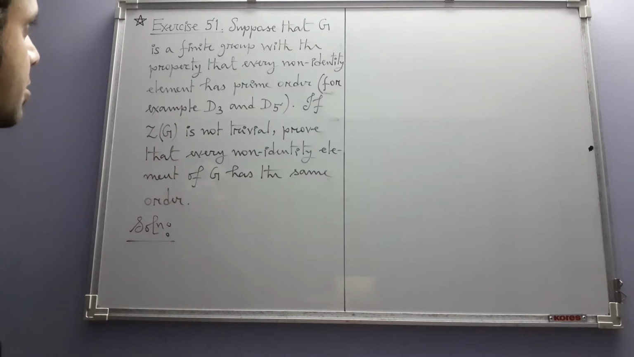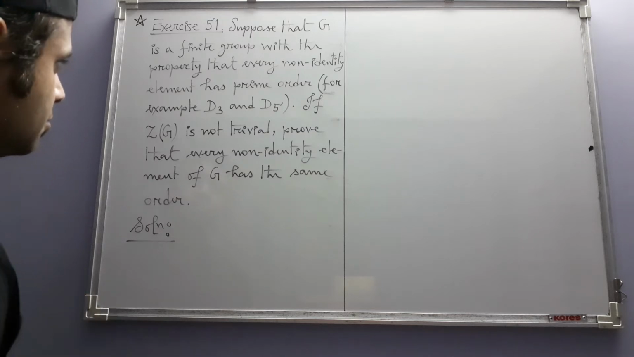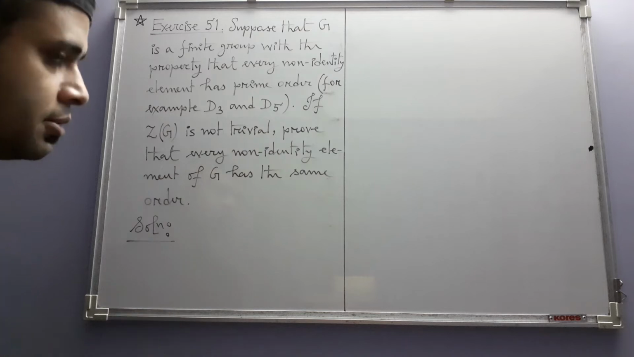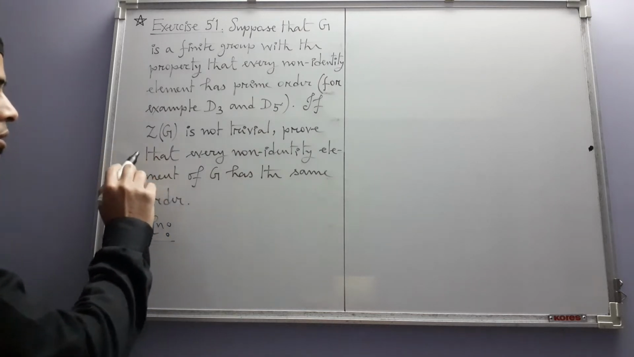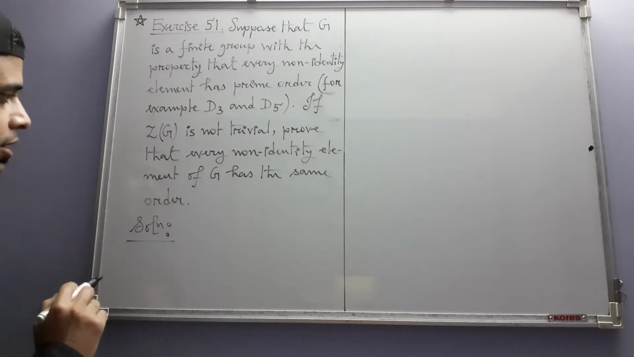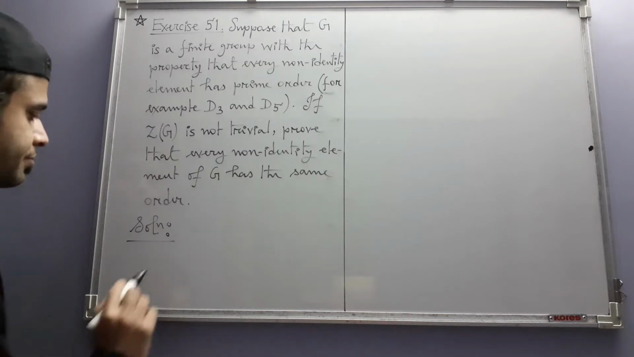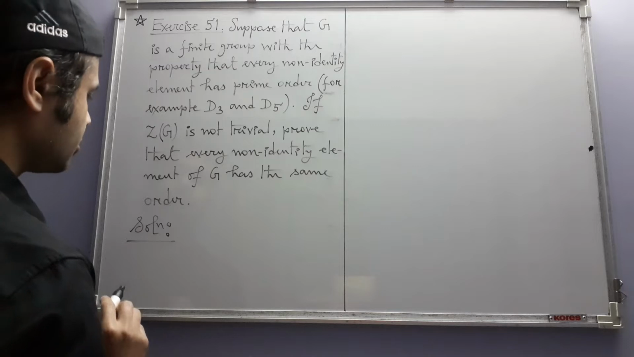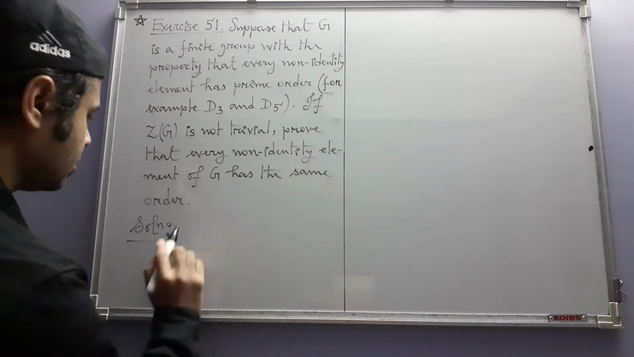Suppose that G is a finite group with the property that every non-identity element has prime order. For example, these dihedral groups are such groups, D3 and D5. If the center of G is not trivial, prove that every non-identity element has the same order. Okay, so because the center is not trivial, we can take one non-identity element in the center.